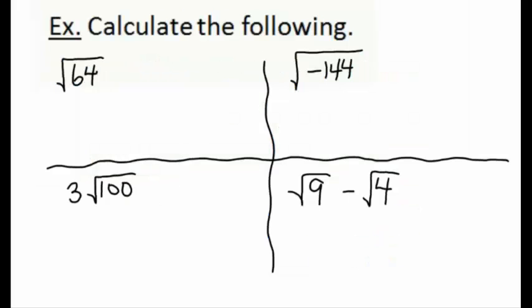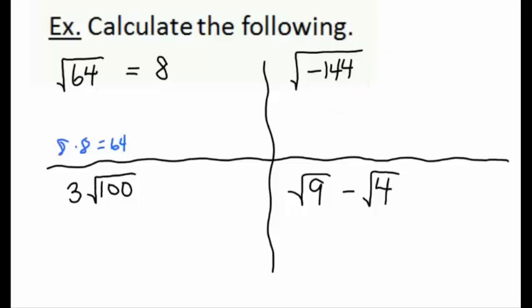Let's go ahead and do some calculations with square roots, starting with the square root of 64. Well, we know that 8 times 8 is equal to 64. This means that the square root of 64 must be equal to the number 8. And that's all there is to it.